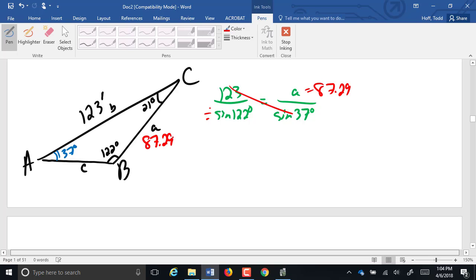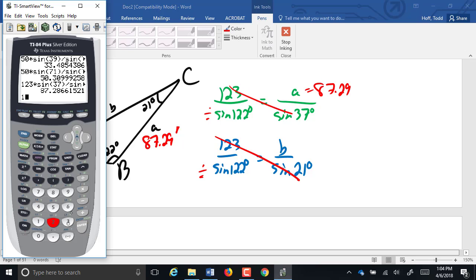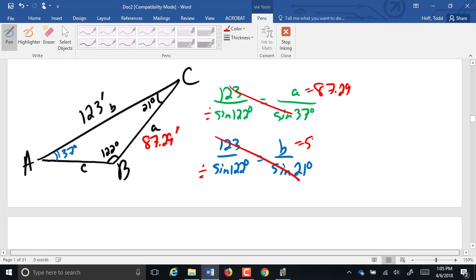So 87.29 feet. Do we expect C to be longer or shorter? Shorter, smaller angle across from it. So let's do it. 123 over sine of 122 equals B over the sine of 21. 123 times sine of 21, close parentheses, divided by sine of 122. 51.98. How many of you had that?